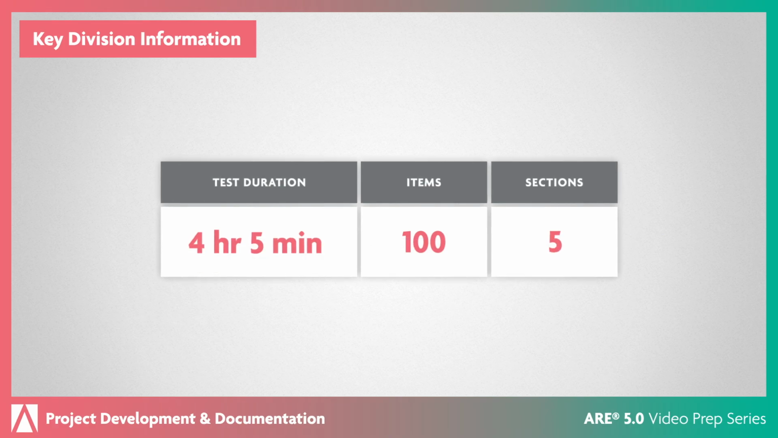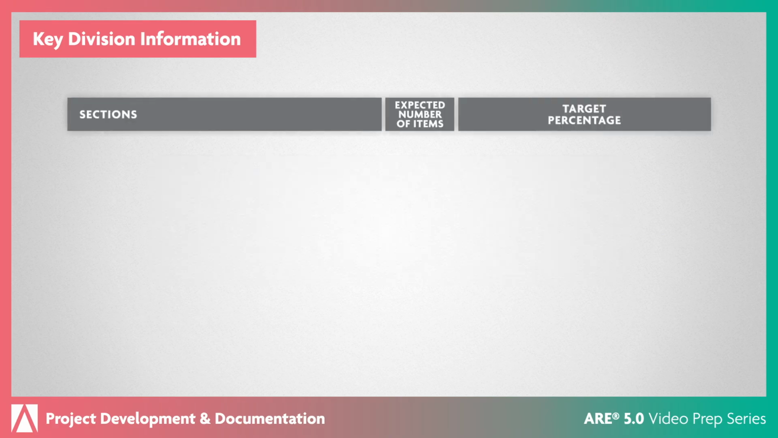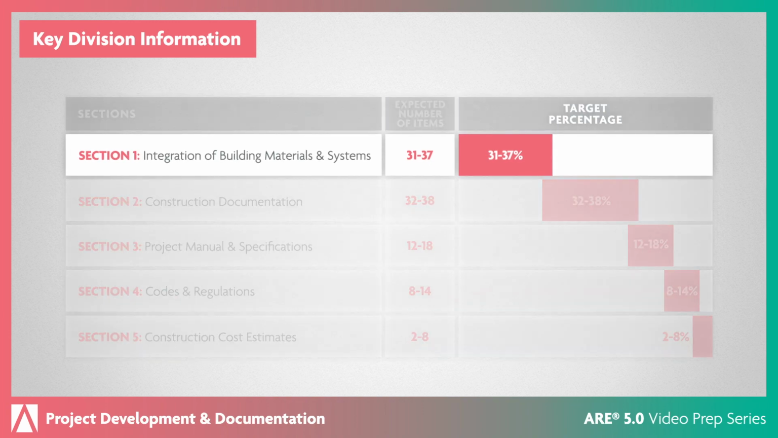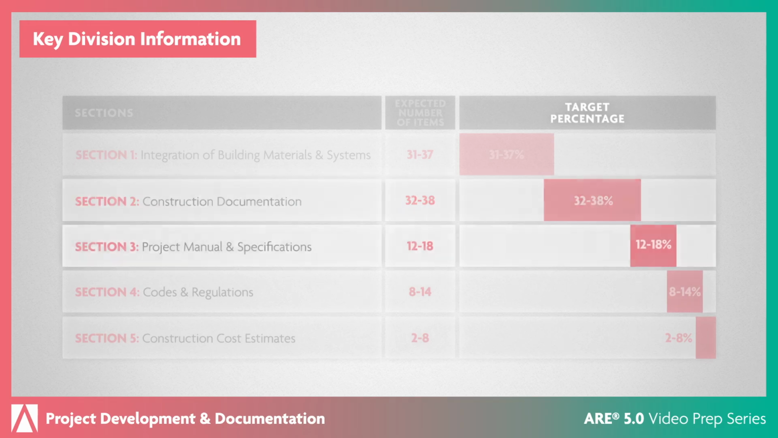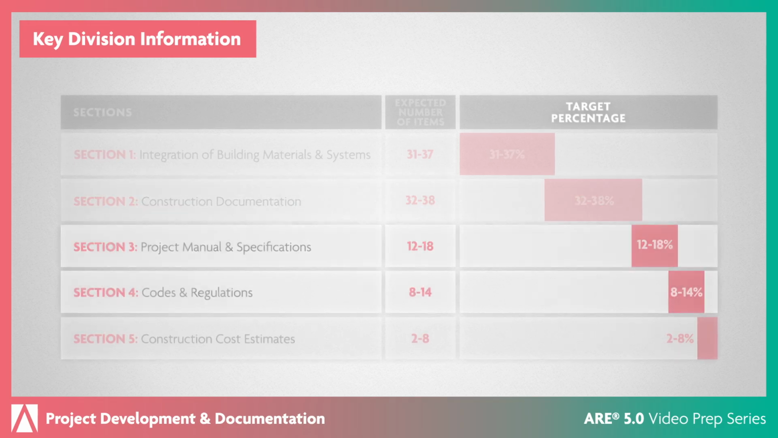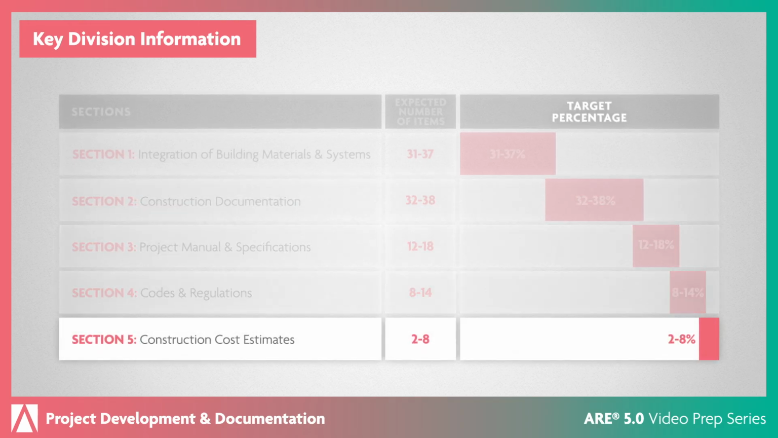You'll have 4 hours and 5 minutes to answer 100 questions in this division. The content is distributed between sections on integration of building materials and systems, construction documentation, project manual and specifications, and codes and regulations, as well as a small section on construction cost estimates.